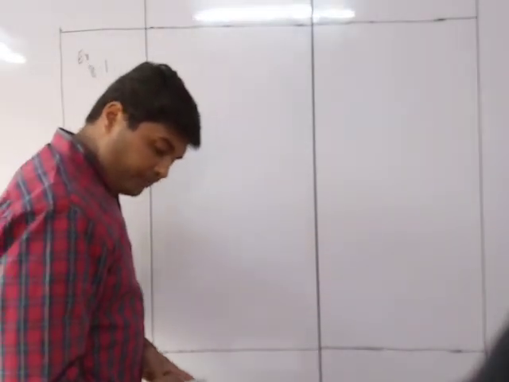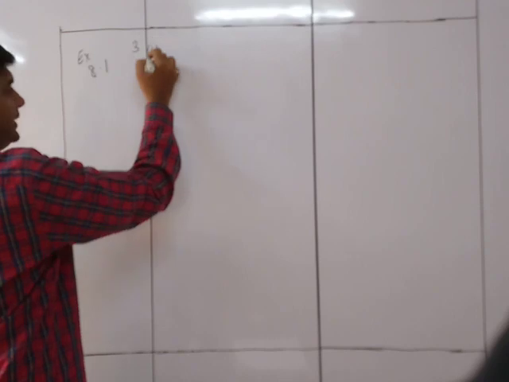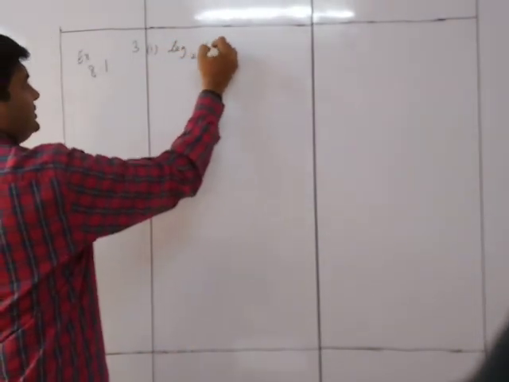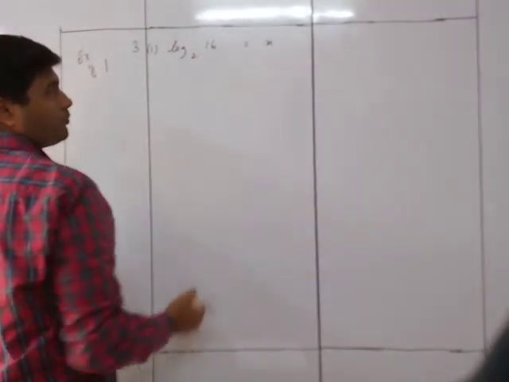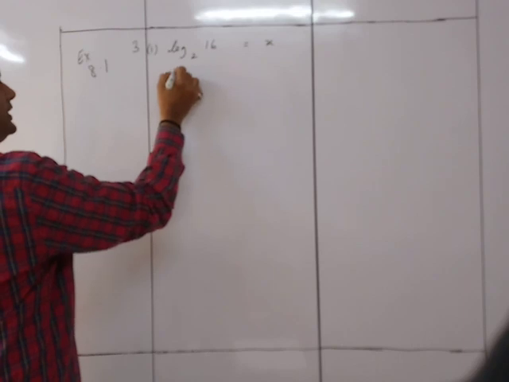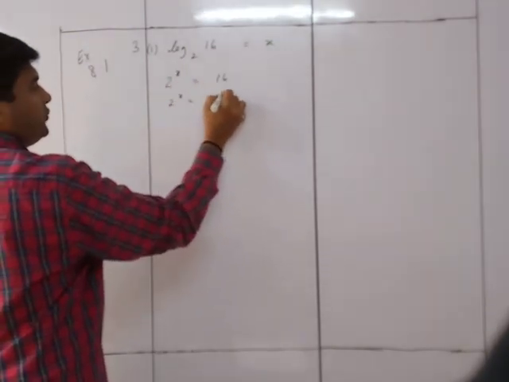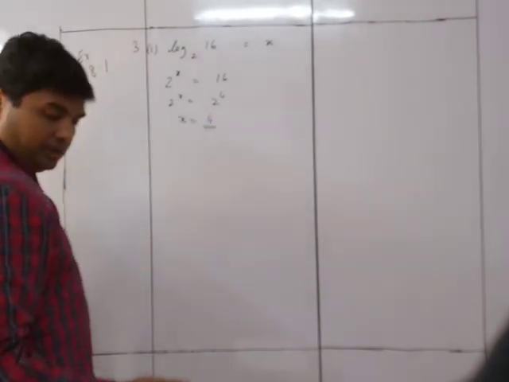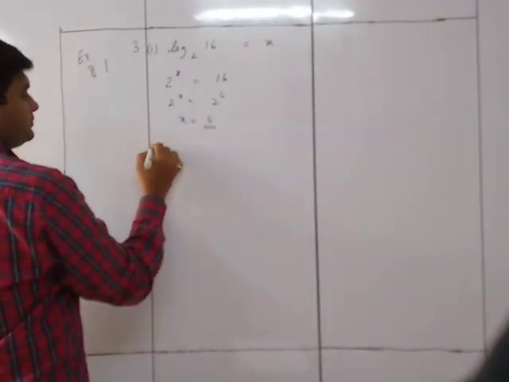Sum number 3: by converting to exponent form, find the value of the following. So it is log of 16 to the base 2. What we'll do is take it as x. So 2 raised to x is equal to 16. So 2 raised to x is equal to 2 raised to 4. So x is equal to 4. You just find out the value. So the answer is 4.